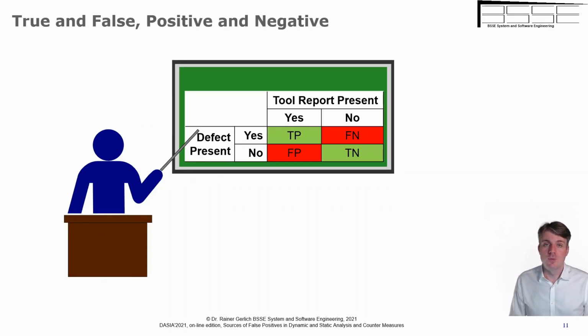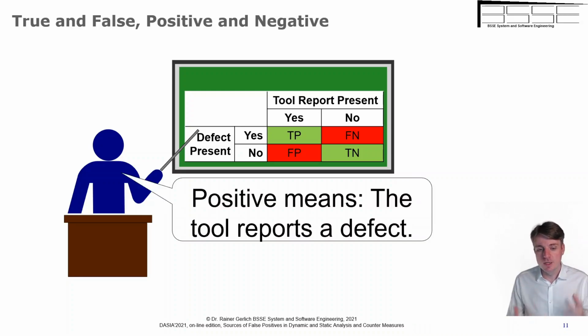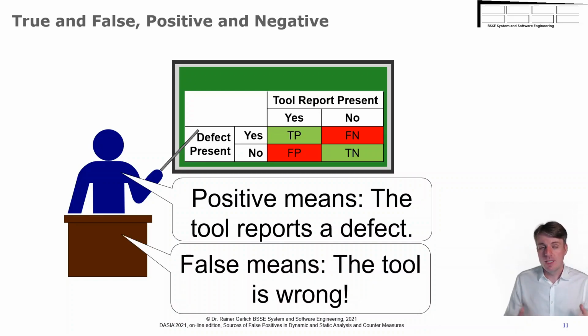The first set of terms is about the correctness of what the tools report. We would talk about positives and negatives, and true and false positives and negatives. And it's quite easy to remember. A positive means the tool reports a defect, and vice versa. A negative would mean that the tool does not report a defect, or even more specifically, the tool might explicitly report absence of a defect. And false means the tool is wrong, true means the tool is right.